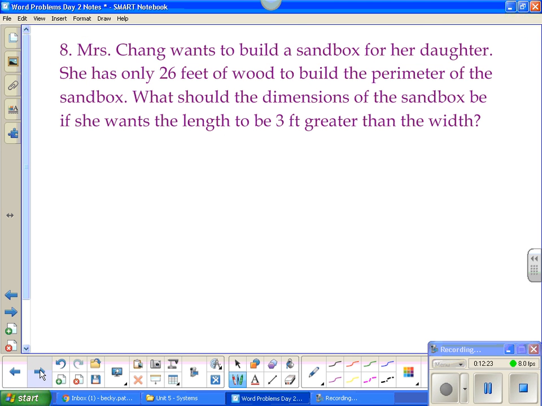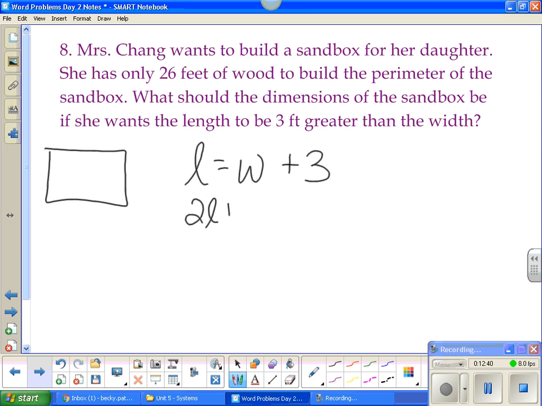And the last one, number 8. Mrs. Chang wants to build a sandbox for her daughter. She only has 26 feet of wood to go around the sandbox. What should the dimensions of the sandbox be if she wants the length to be 3 feet greater than the width? And the perimeter is, how much wood is she using? 26. Again, this is a lovely substitution problem.